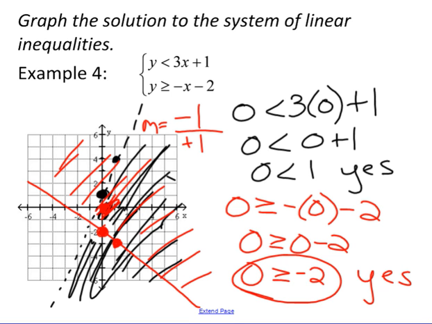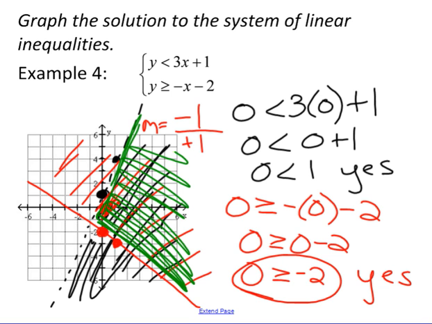Now, as far as the answer goes, you are going to shade darkly where you have both colors or an overlap of the shading, and that would be right here. And then you erase anything that's a single color or that you only shaded once. So I'm going to erase this and erase this red up here. There you go. All right, so that would be the solution to that system of inequalities.